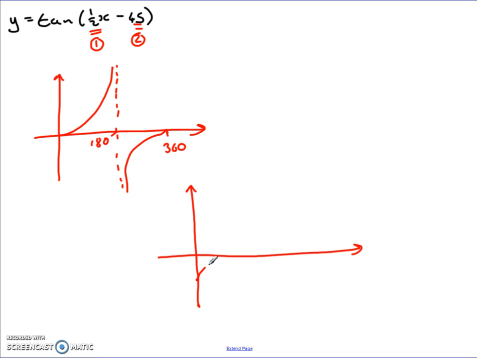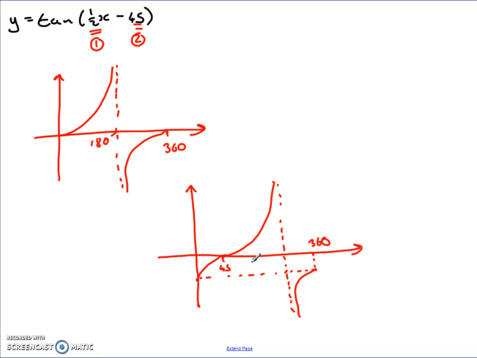And it's then going to go up and cut the x-axis, and it's going to cut the x-axis at 45 degrees. It's then going to go and shoot off to infinity, like we would expect it to. There again is our discontinuity, and then it's going to come back up from there, and finish up there at what would be the equivalent of where the 45 degrees was, at 360 there.